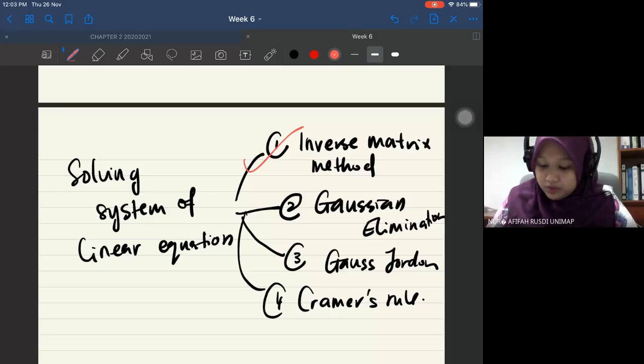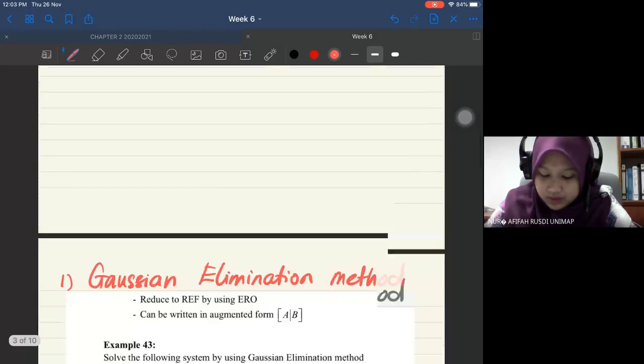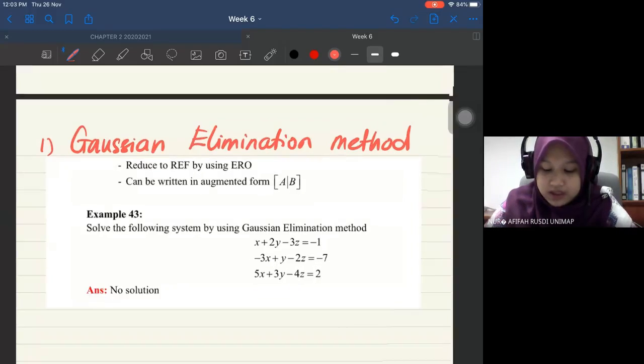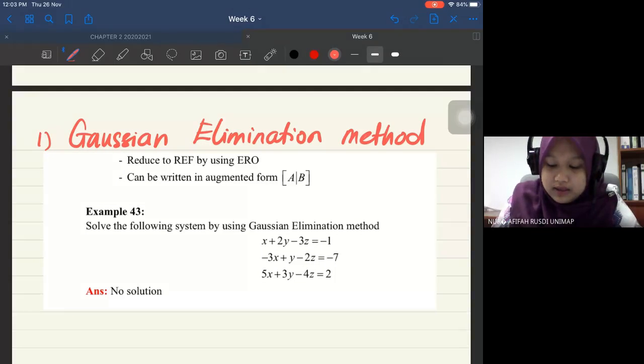Okay, so we start with the first one, Gaussian elimination and Gauss-Jordan. So, apa beza Gaussian elimination and Gauss-Jordan? So, kalau you tengok dekat sini, Gaussian elimination method, kita akan reducekan matrik yang kita ada sehingga dia menjadi REF matrix. Okay, so what is REF matrix?